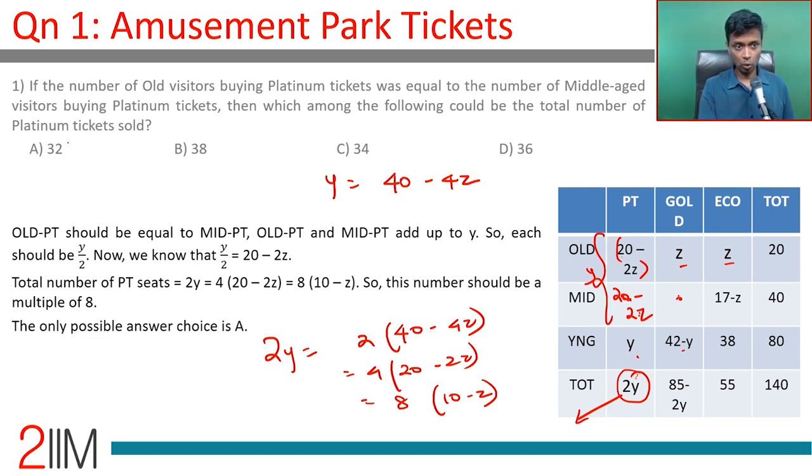So the only possible value is 32. That's a multiple of 8. Answer choice A works. These three are not multiples of 8. The other way of thinking about it, this is an even number, and we are looking at 4 times an even number. An even number is a multiple of 2. 4 times an even number has got to be a multiple of 8.